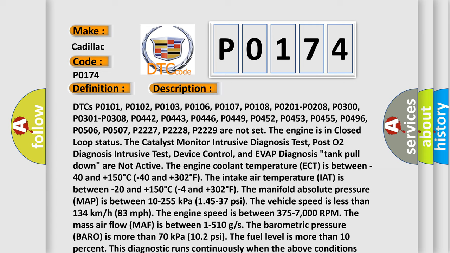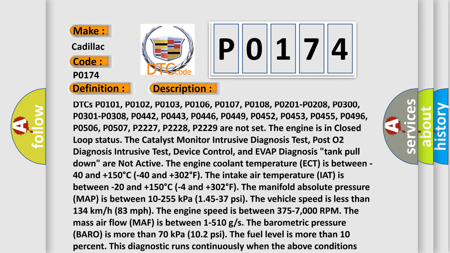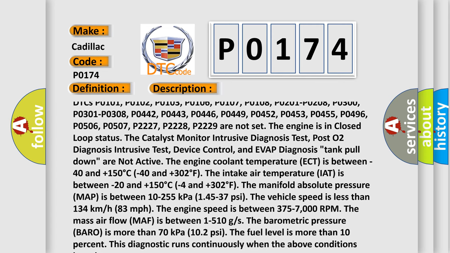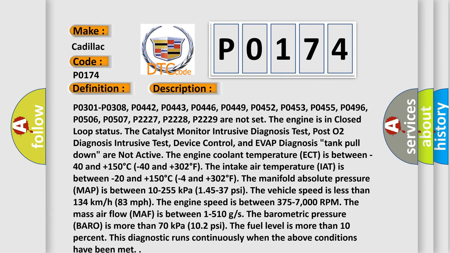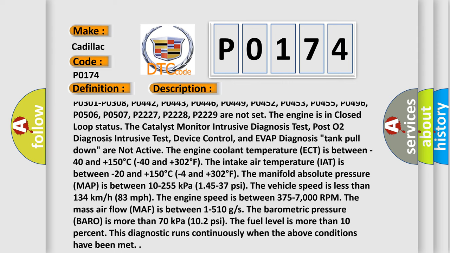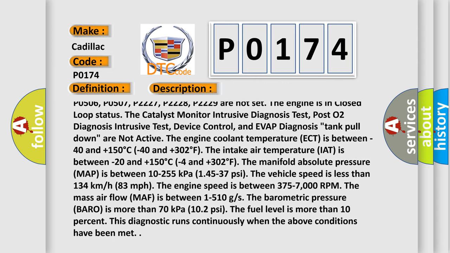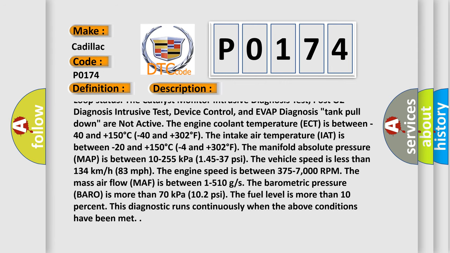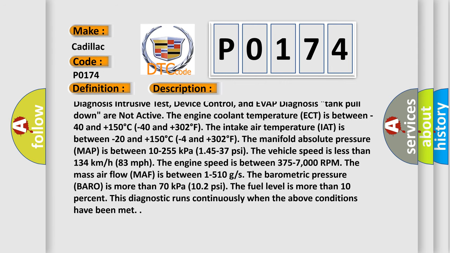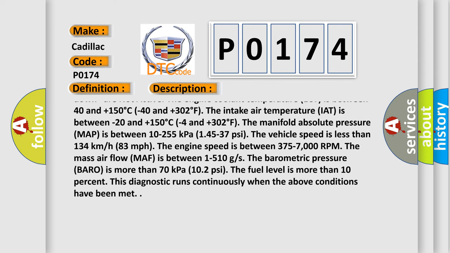DTCs P0101, P0102, P0103, P0106, P0107, P0108, P0201, P0208, P0300, P0301, P0308, P0442, P0443, P0446, P0449, P0452, P0453, P0455, P0496, P0506, P0507, P2227, P2228, P2229 are not set. The engine is in closed loop status. The catalyst monitor intrusive diagnosis test, post O2 diagnosis intrusive test, device control, and EVAP diagnosis, tank pull down, are not active.